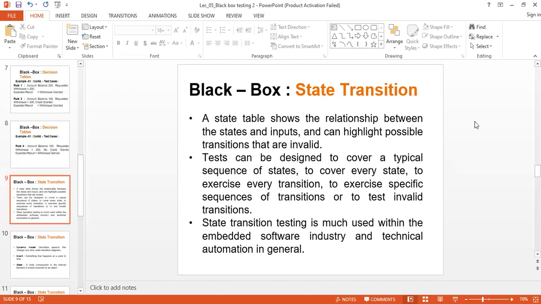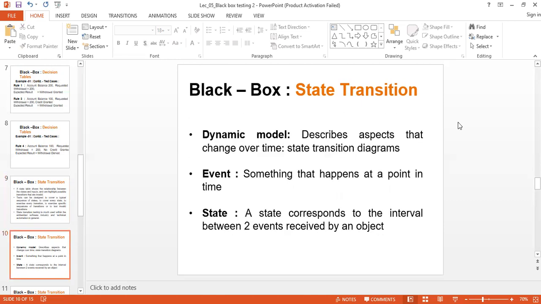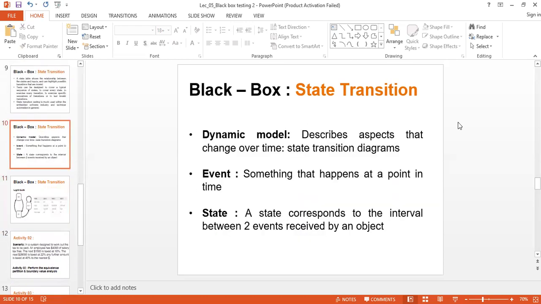So likewise we can have those valid and invalid cases, right? Based on this sequence of states, and the relationship between each and every state, we can design our tests. So we will go to the example, right? But before talking about the example, I will go through 3 different terminologies.